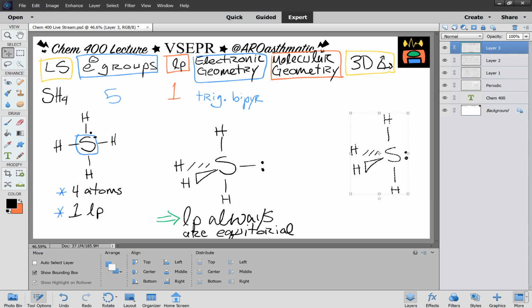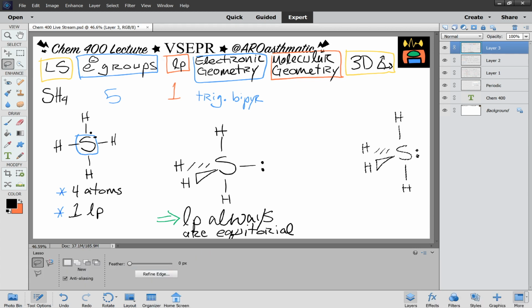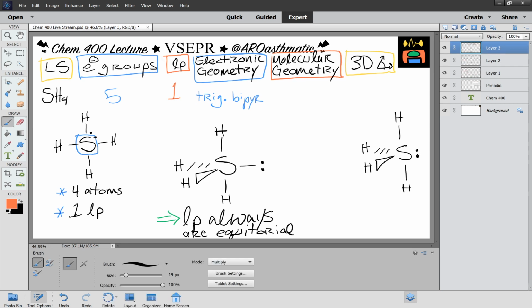Okay, so this is our molecular geometry, and the name of this molecular geometry is called the seesaw geometry. This is the seesaw.